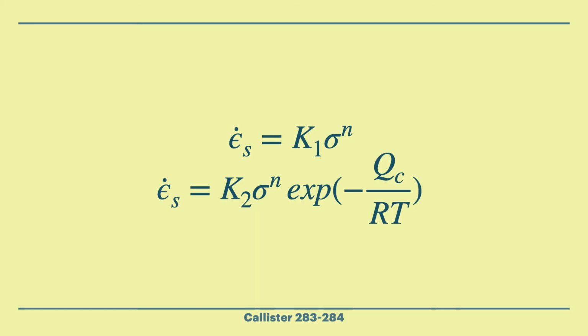The relationship between the rate of shearing and stress is described by the first equation, with K1 and n as material constants. The second equation shows the relationship between the rate of shearing and temperature, with Qc as the activation energy for creep. For both Coble and Nabarro-Herring creep, the value of n is 1, whereas for the power law creep, the value ranges between 3 to 10.